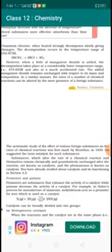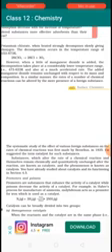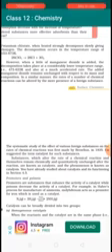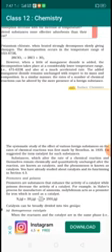Substances which alter the rate of a chemical reaction and themselves remain chemically and quantitatively unchanged after the reaction are known as catalysts. So this is the definition of a catalyst. The phenomenon of keeping the substance itself unchanged while altering the rate of the reaction, that we call catalysis.